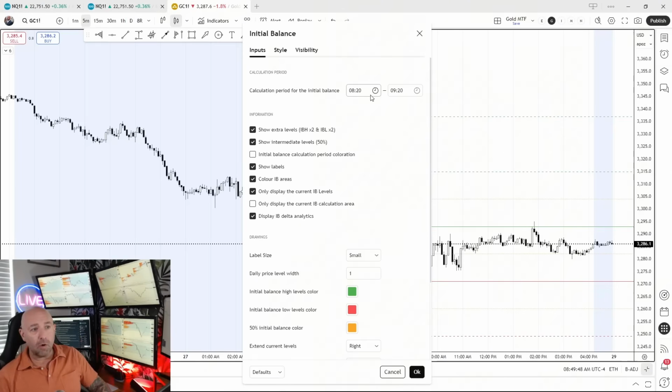All right, why is it not an ORB? Because it's not always a breakout trade. An ORB is an opening range breakout. We're not always looking for a breakout. Therefore, it is not always an ORB. Okay, so it's not an ORB.